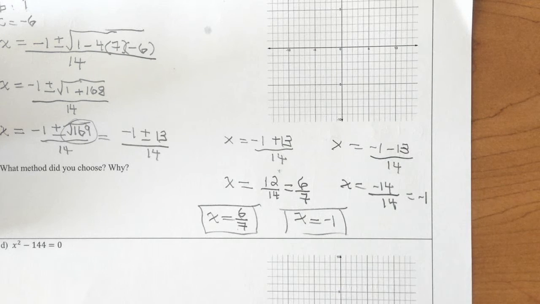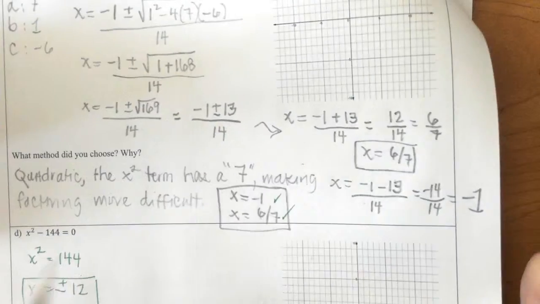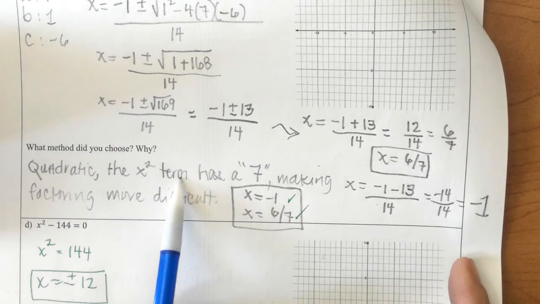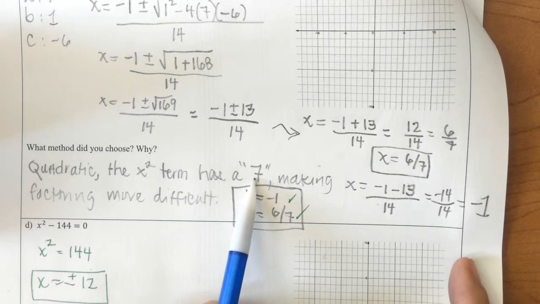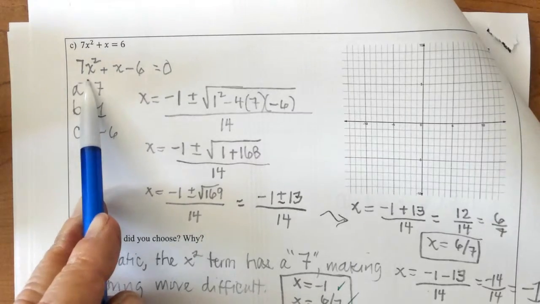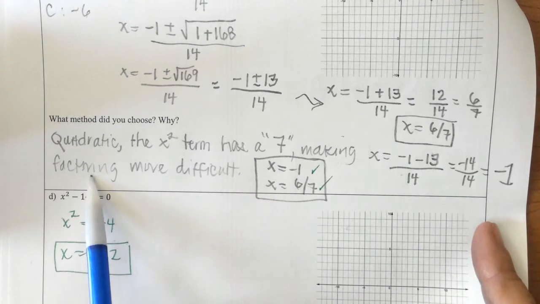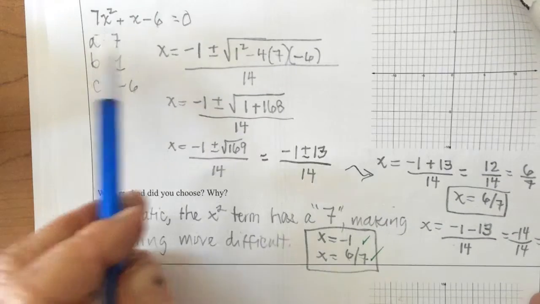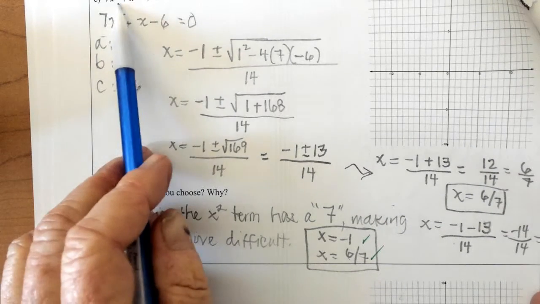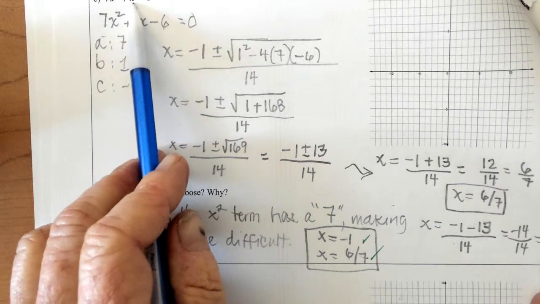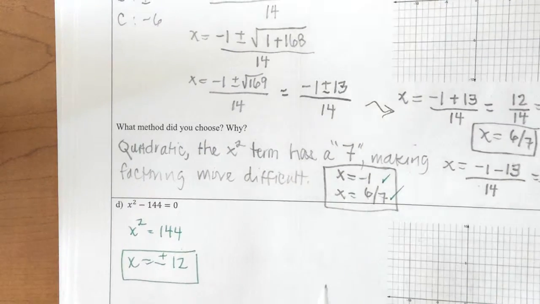So let's take a look. Why did I choose quadratic? I chose it because the x squared term has a 7 on it. That 7 makes it much harder to factor, and I can't use x squared is equal to d because it's not a perfect square, plus I've got that x term, so quadratic's the way to go.